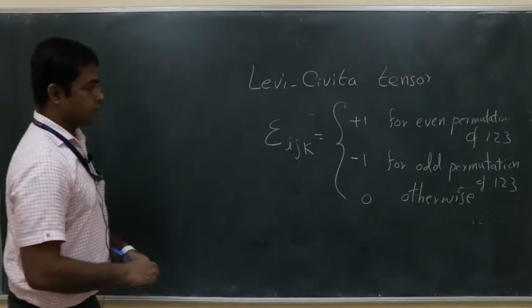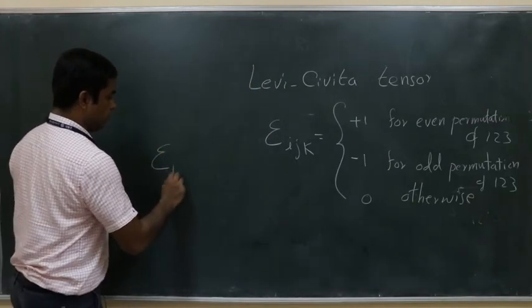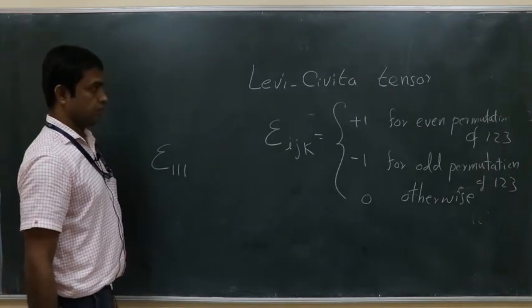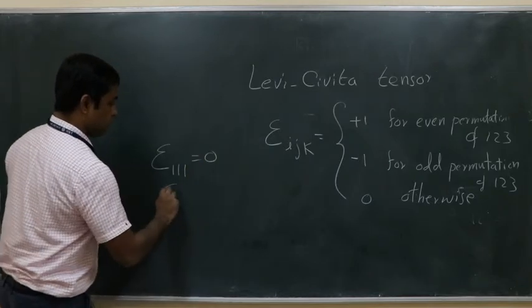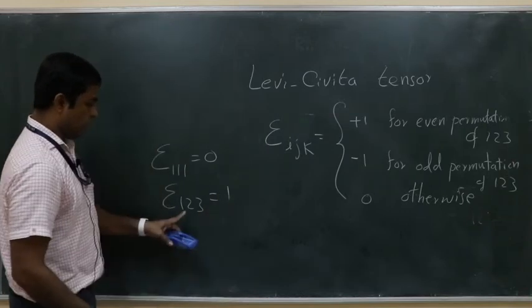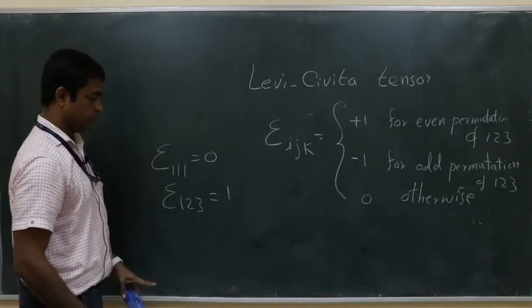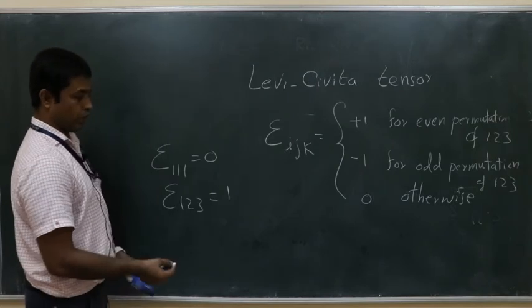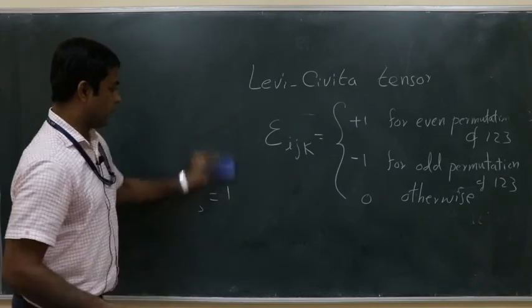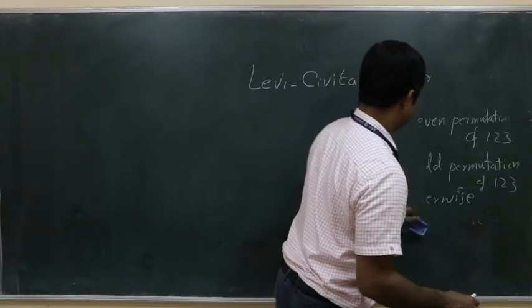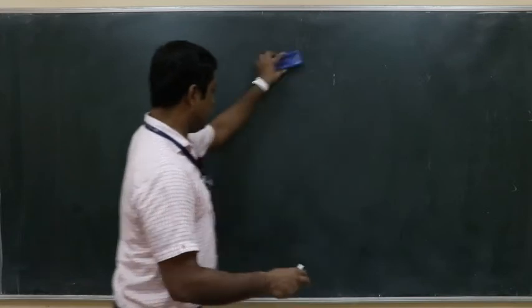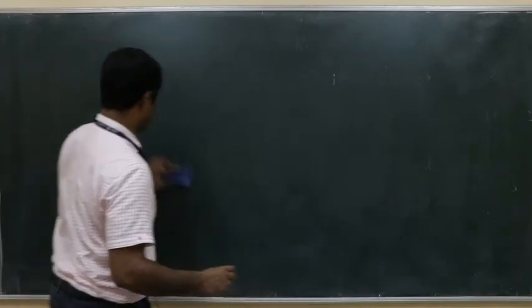Okay, so what does it mean? Epsilon 1, 1, 1. What will this be equal to? 0, it will be 0. Epsilon 1, 2, 3 is equal to 1. So epsilon 2, 1, 3 will be equal to minus 1. So now you know that, and you can understand all these values. Because it's very important, the Levi-Civita tensor. We will learn about that tensor more a little later.